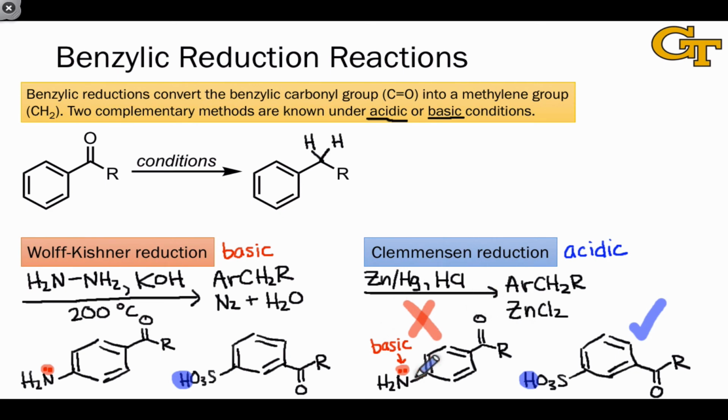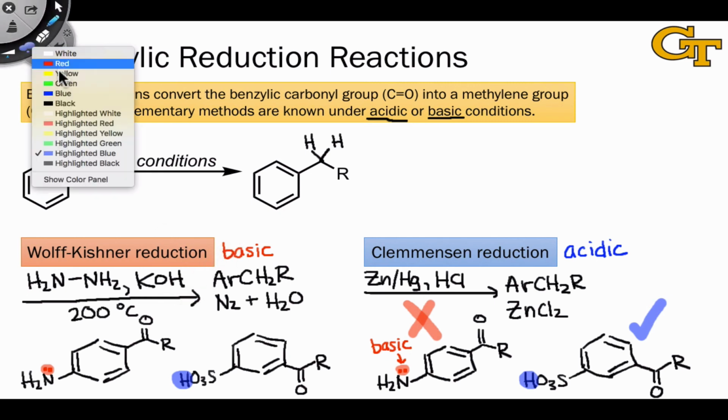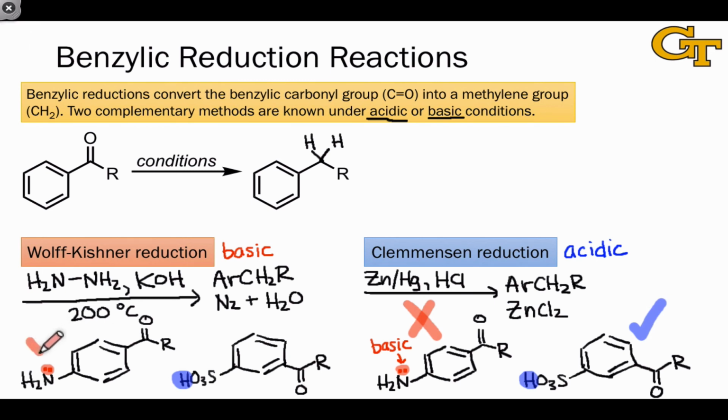How then can we get the aminobenzene to react properly? Well, if we subject it to basic conditions, now we're in a situation where the basic lone pair is totally fine existing in the presence of potassium hydroxide. Both are bases, and bases don't really react with each other. For this reason, the reaction works fine when the aminobenzene is subjected to the basic Wolff-Kishner conditions.